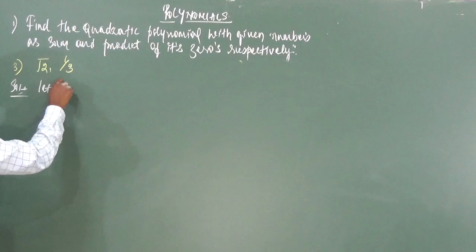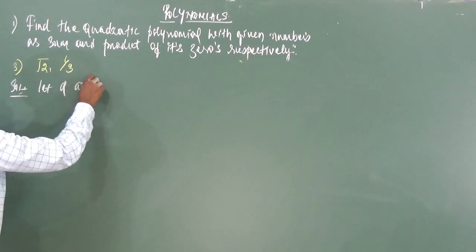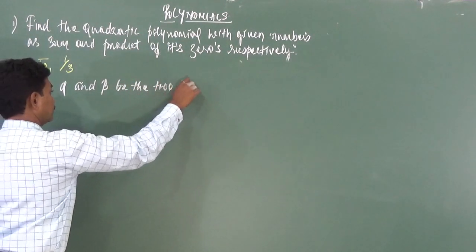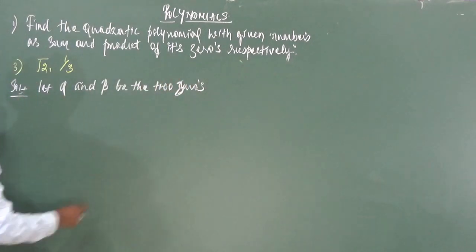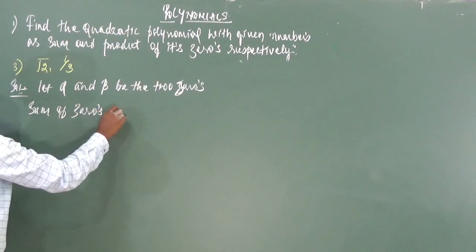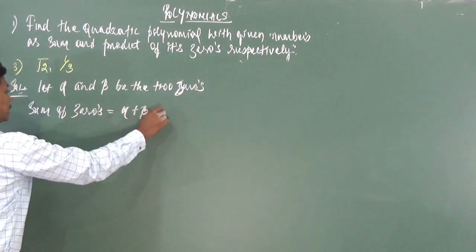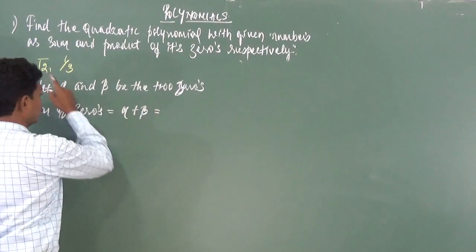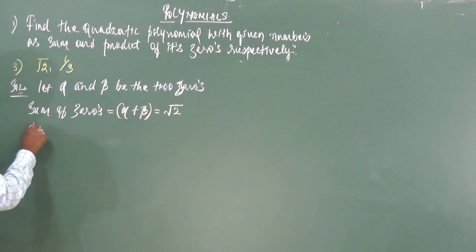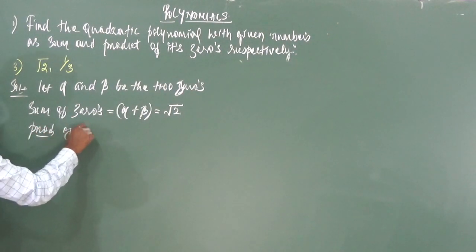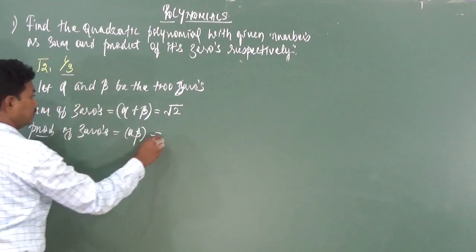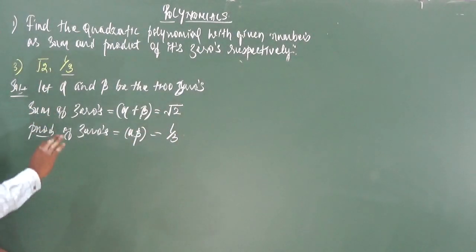Let alpha and beta be the two zeros. Okay. So let us write down the sum of zeros. The sum of zeros is alpha plus beta, which is root 2. Alpha plus beta is equal to root 2. Very simple. Product of zeros: alpha into beta is given as 1 by 3. Okay, nice. We have collected the data.